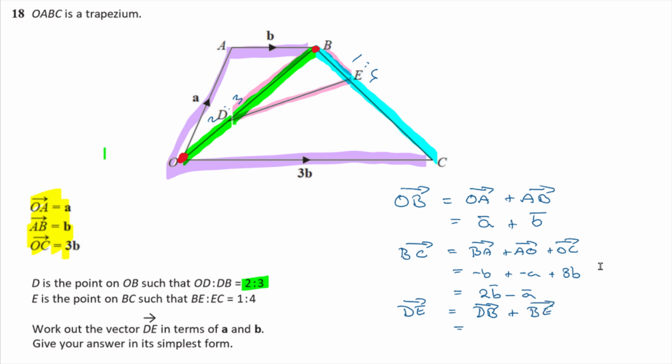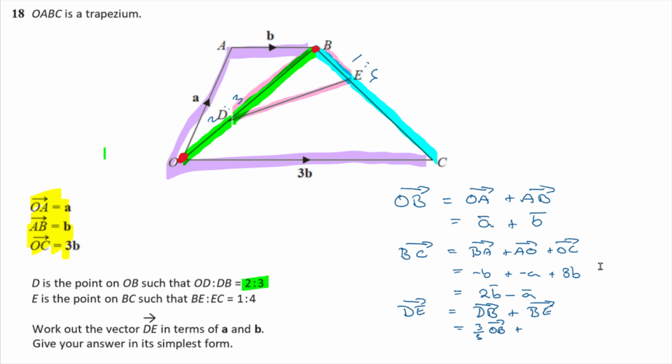Okay, but D to B is a fraction of O to B, isn't it? What fraction is it? So I can see from the ratio that O to D is 2 and D to B is 3. So altogether that's 5 parts, and the D to B parts is 3 of those 5 parts. So D to B is 3/5 of O to B.